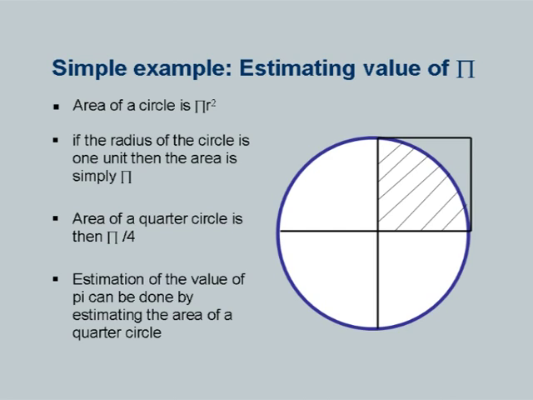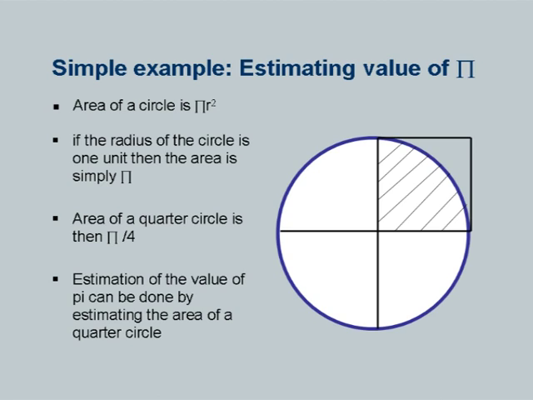What I do to estimate the area of this circle is first I consider the quarter of the circle, let's say the top right hand quarter. The area of this quarter circle will be pi by 4. Now, I can estimate the value of pi by estimating the area of this quarter circle.